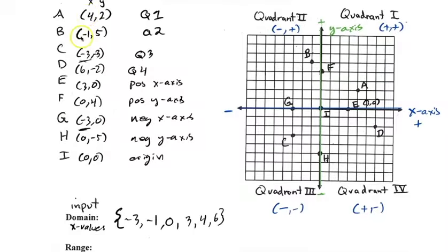So those are my domain values, all the x values, right? And I'll put them in order. And then we had a couple doubles. You don't write the doubles, so like that.